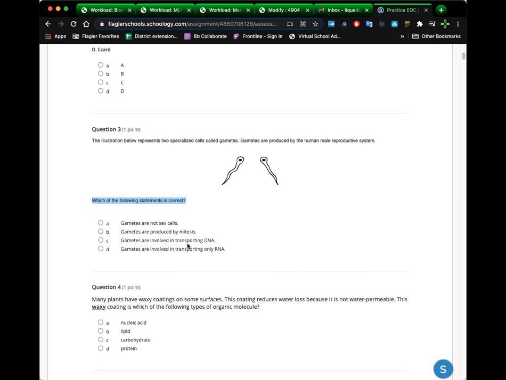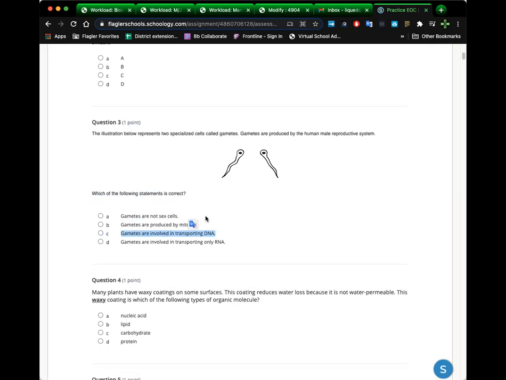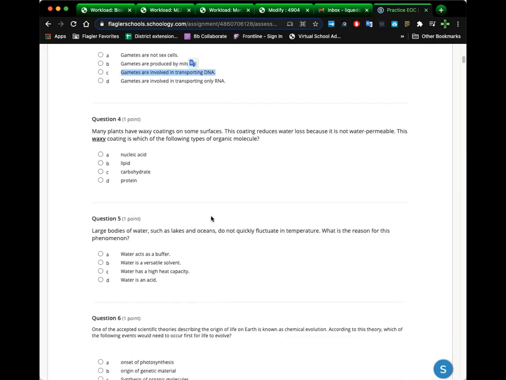Gametes are involved in transporting DNA. Okay. So sex cells, the whole point of sex cells or gametes is to mix up DNA, transport it into a sperm and egg combine. So ultimately, transporting DNA is one of the functions of gametes. All right, moving on.